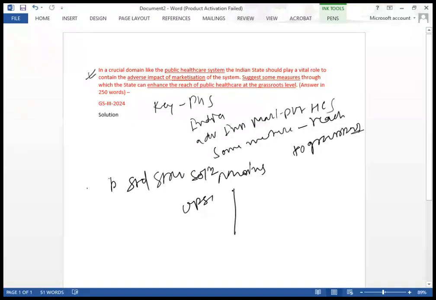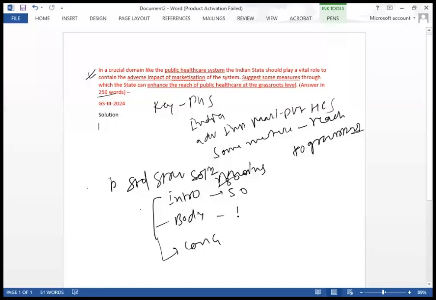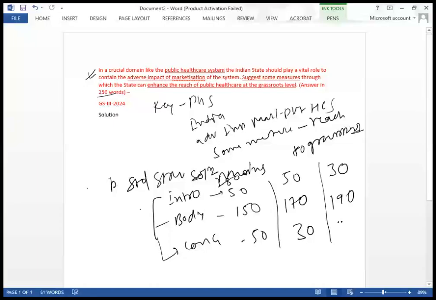What is the standard structure? Introduction, then body part, and the last is conclusion. Okay, this question contains a 250 words answer. So you can divide it like 50 words in intro, 150 in body, and 50 in conclusion. Or maybe another way is 50 in intro, 170 in body, and 30 in conclusion. Then another way you can write is 30 words in intro, 190 words in body, and 30 words in conclusion.